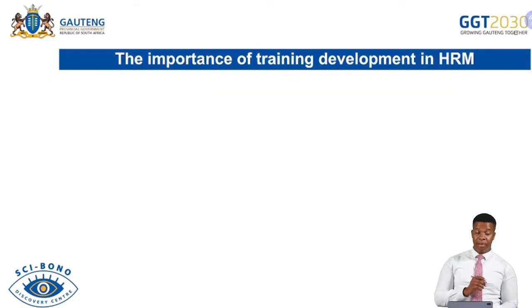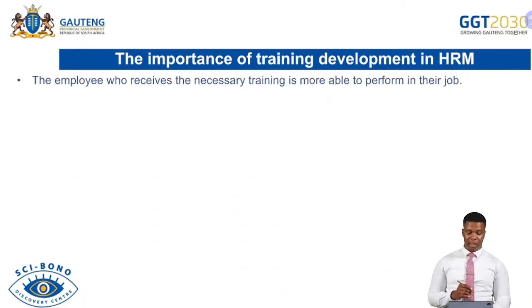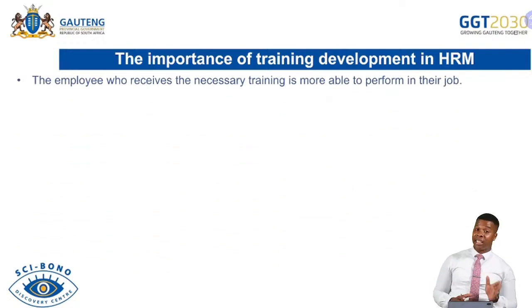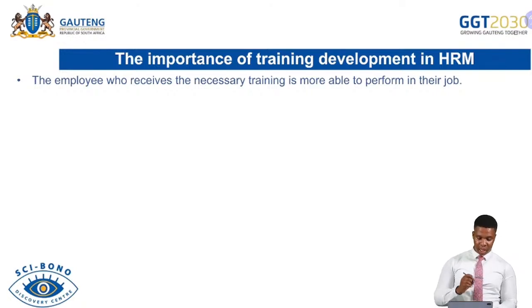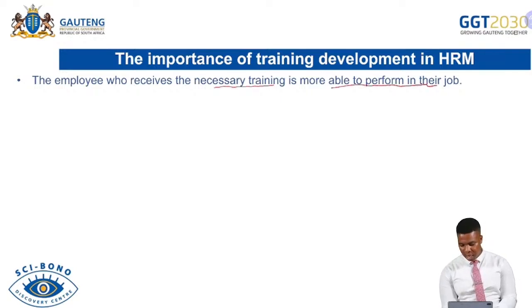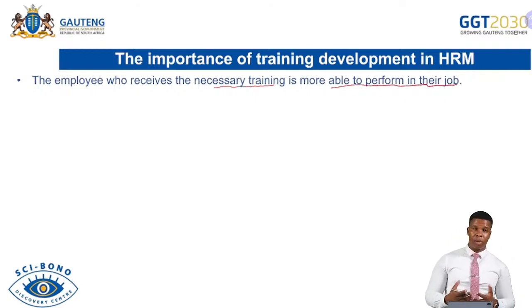However, if the placement didn't go well, we have the importance of training development in human resource management to say, let's train this worker, because this worker lacks some skills that are needed for the position so that the worker can perform optimally. So why is it important to do training development in HR management? The employee who receives necessary training is more able to perform in their job, because now they have the what? The skills. They've been upgraded. So they'll be able to perform in their job and they'll be able to be productive.